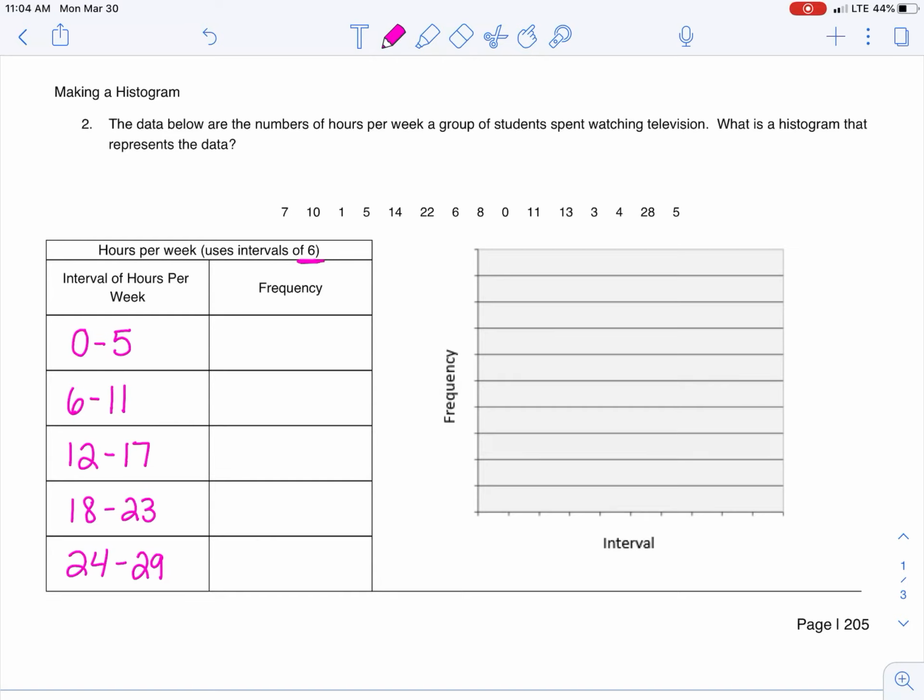Okay, so we need to fill out our frequency table. So from 0 to 5, how many numbers are between 0 and 5? So we have 1, 2, 3, 4, 5, 6 numbers that are between 0 and 5, including 0 and 5. Okay, then we look from 6 to 11. So we're going to say 7, 6, 8, 11.